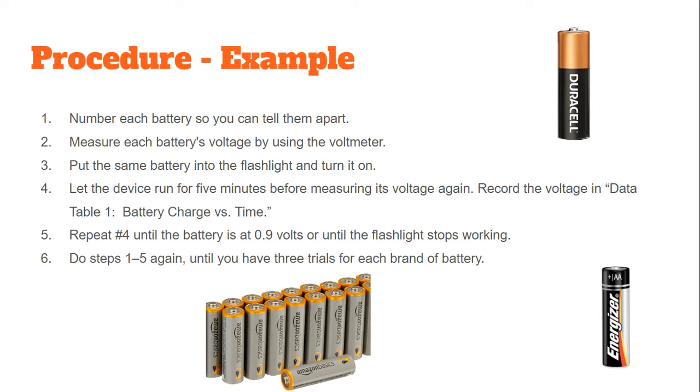It reminds you that you need to do these steps over and over again until you have 3 trials for each brand of battery. So you do Duracell test number 1, Duracell test number 2, Duracell test number 3, Energizer 1, 2, 3, Amazon 1, 2, 3, so on and so on. Those steps are detailed. They have specific values, specific names, and should be repeatable by someone else.